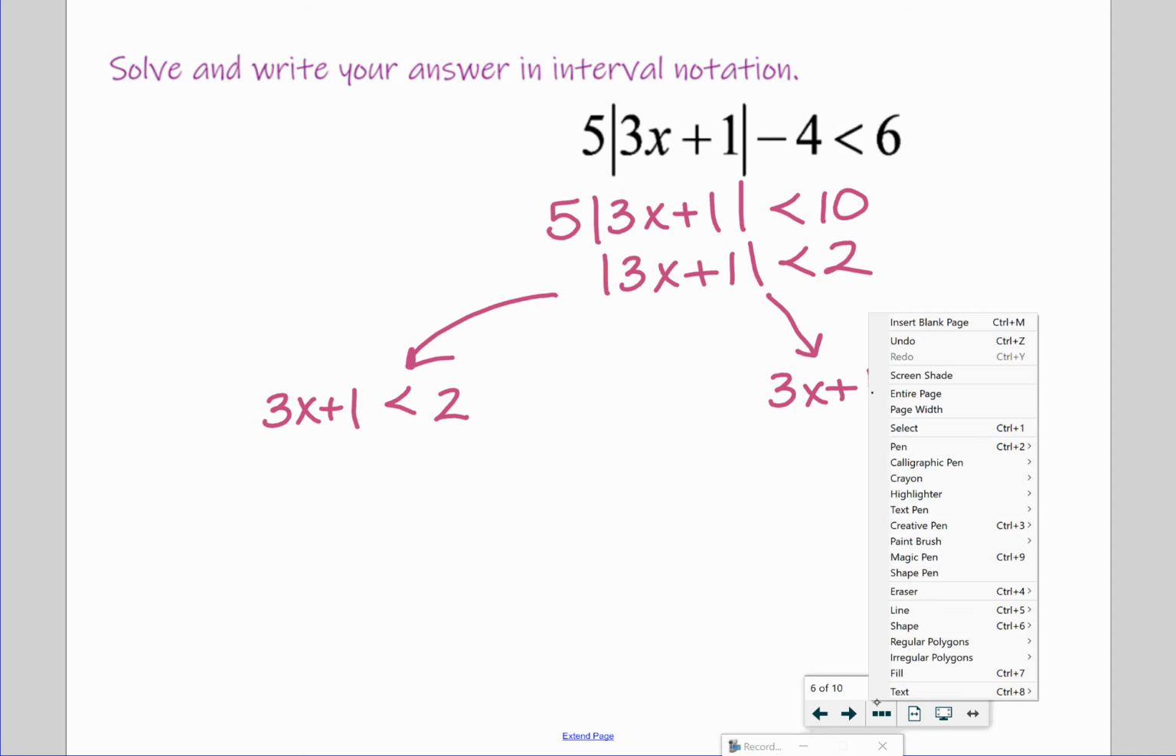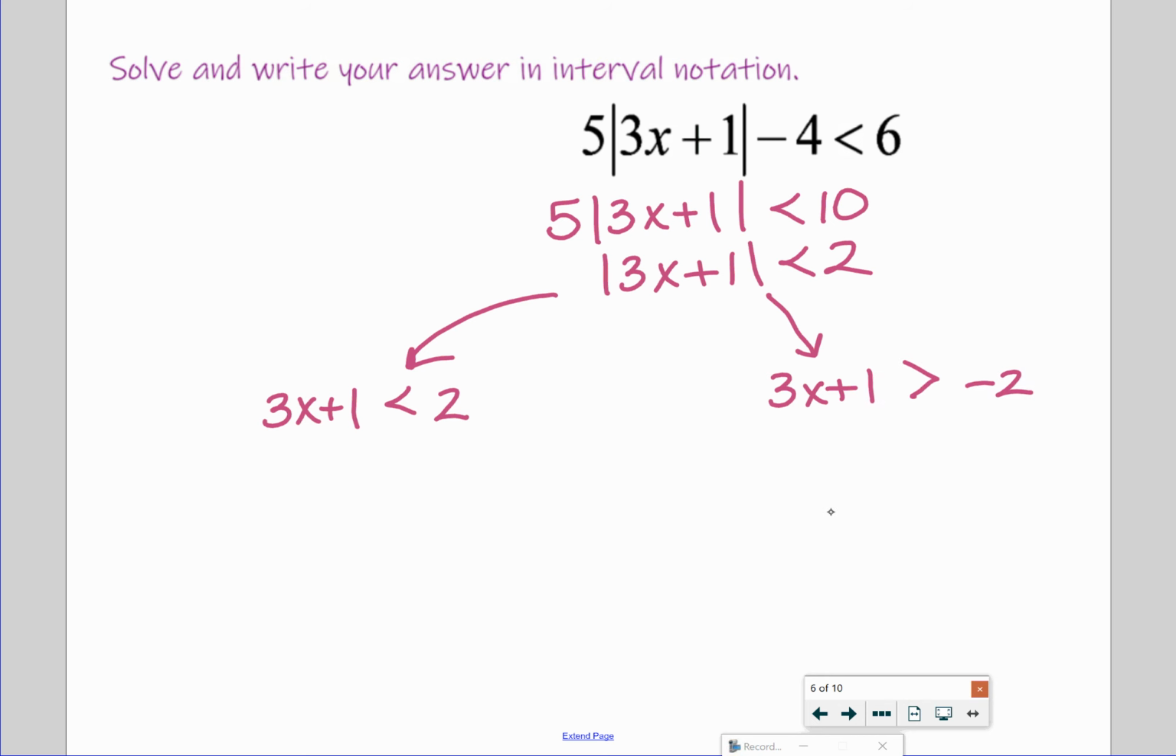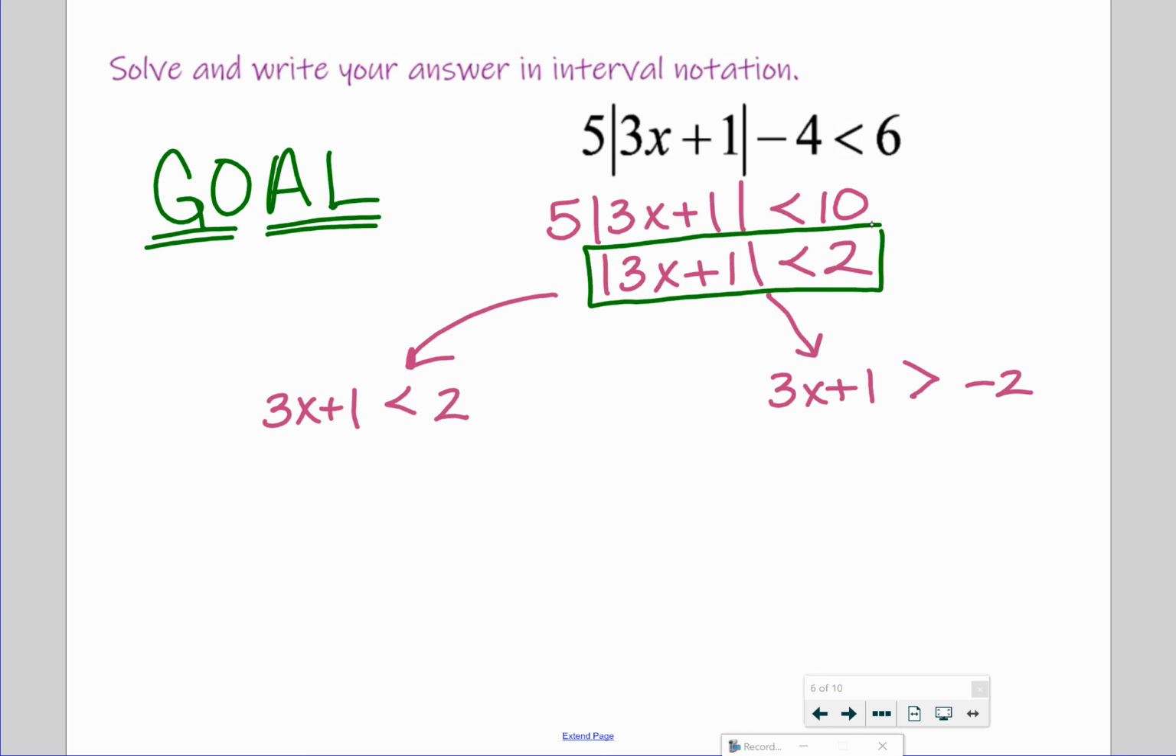The other thing you want to remember with these problems is it's a compound inequality that we're going to combine together with an "and" or an "or" statement. A good way to remember how to combine them is with the word GOAL. If it's a greater than symbol, you're going to use "or." If it's a less than symbol, you're going to use an "and." So my absolute value is less than the number 2, which means we are going to use an "and" to connect my two inequalities here, which ultimately means we're going to be looking for the intersection, or what these two problems have in common.